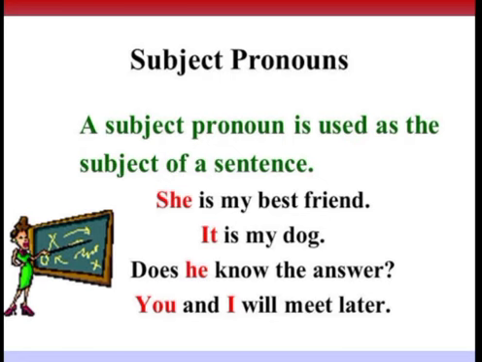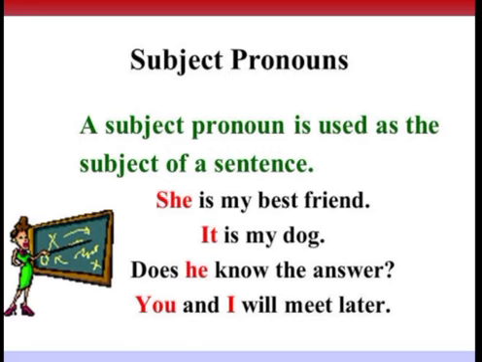Okay. "It is my dog." Now, in this, "it" is the subject and "is my dog" is the predicate. Now, "it" being in the subject and a pronoun, it is a subject pronoun. It is used for the person or thing we are talking about in the subject of the sentence. "Does he know the answer?" Here, "he" is a pronoun and it will come in the subject part. "Does he know the answer" is a predicate. So, "he" being in the subject and being talked about is the subject pronoun.